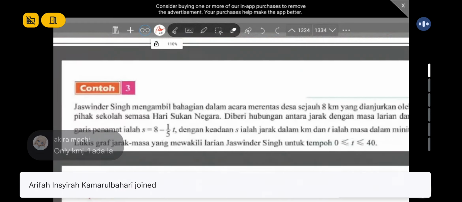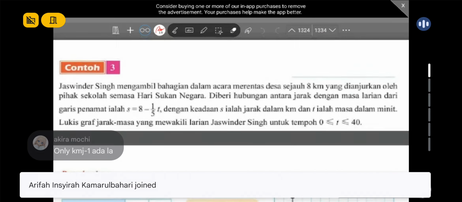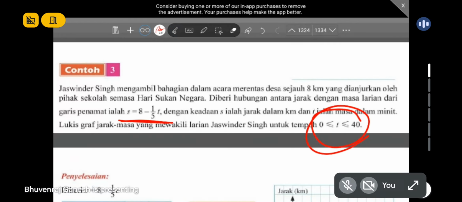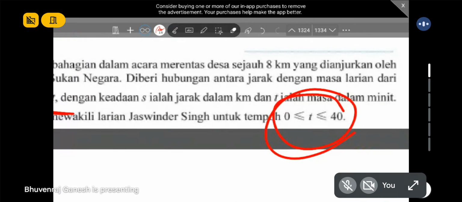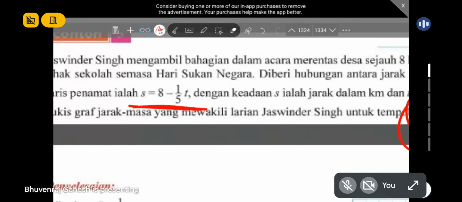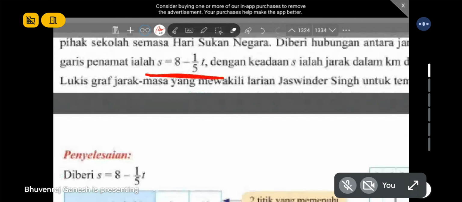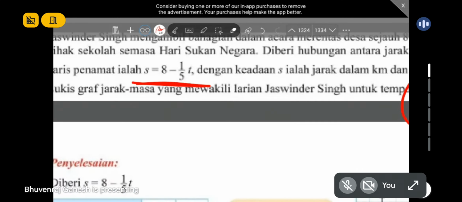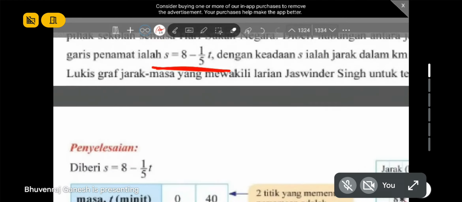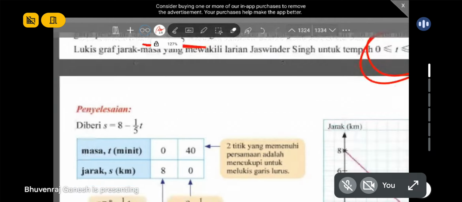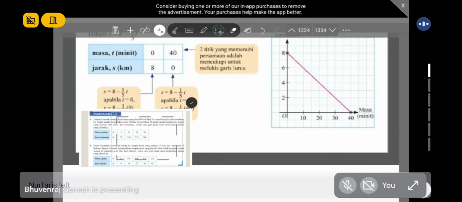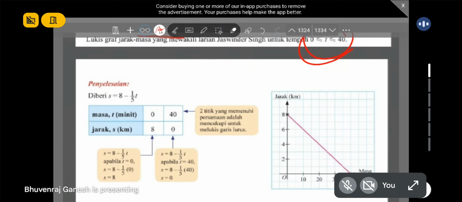Alright. So next question. Okay, so for this graph, again, they give you guys the equation S equals 8 minus 1 over 5t. You have to follow. Okay, this is your domain, 0 until 40, yes. Correct. The hour has to be to the power of negative 1. Only then is it valid. If power 1, it's not. Okay? So guys, you just need to plot 2 points. Two points are enough. When you plot these 2 points, you can already draw the graph.